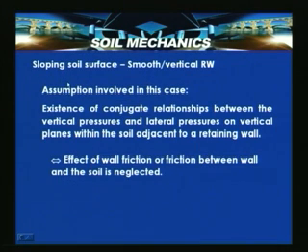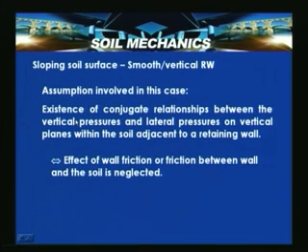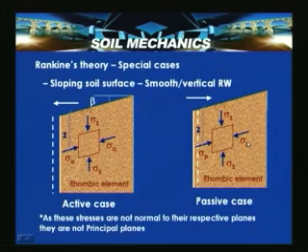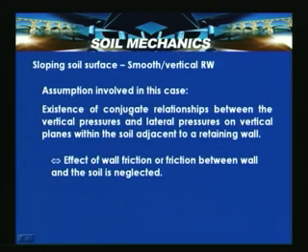Now, the assumption involved in extending this theory to this particular case is the existence of a conjugate relationship between the vertical pressures and lateral pressures on vertical planes within the soil adjacent to a retaining wall. That means these are the vertical planes which are there. So what is being shown is the existence of a conjugate relationship between the vertical pressures and lateral pressures on vertical planes within the soil adjacent to a retaining wall. The effect of wall friction, or friction between the wall and the soil, is neglected.